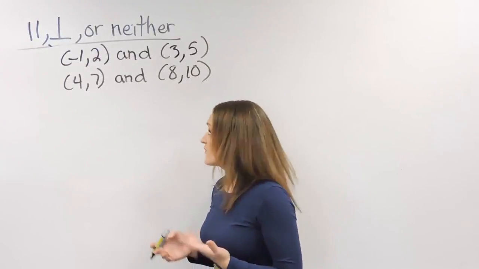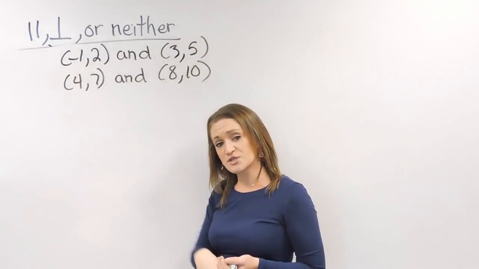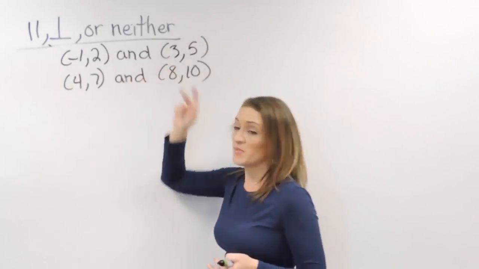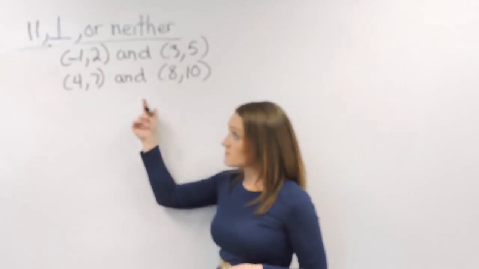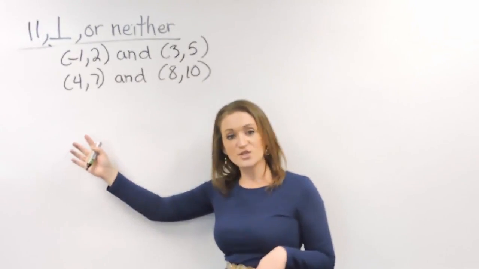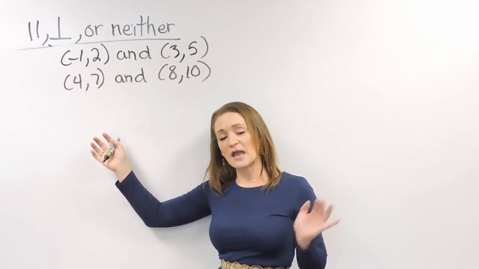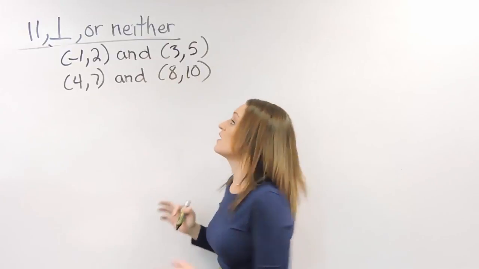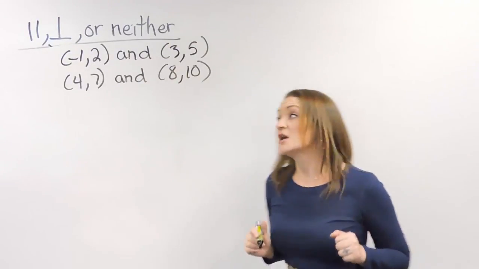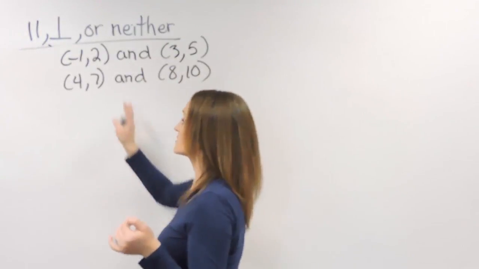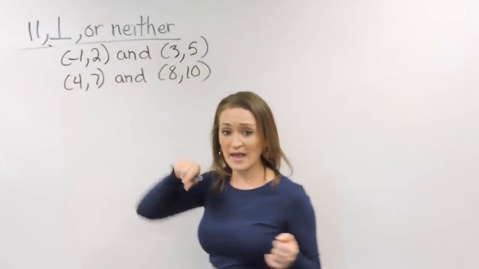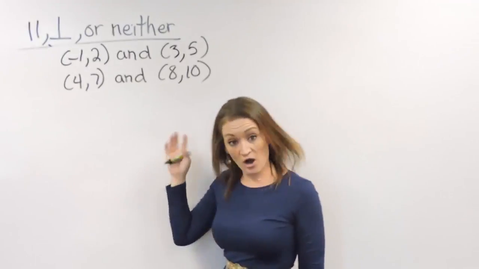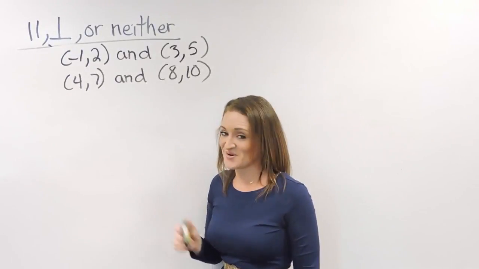Now, you can be given a couple of different examples initially. For the most part, you are given equations. You may be given two equations, and you're asked the same question: are they parallel, perpendicular, or neither? Sometimes you could be given an example like this. So we're going to talk about how we find parallel, perpendicular, or neither if we're given ordered pairs. Here we're given two sets of ordered pairs, (-1, 2) and (3, 5), and then (4, 7) and (8, 10). So we're asked, are these two lines parallel, perpendicular, or neither?